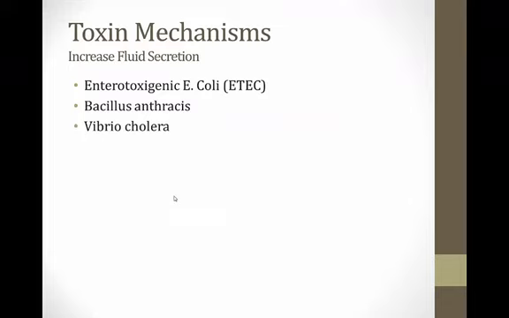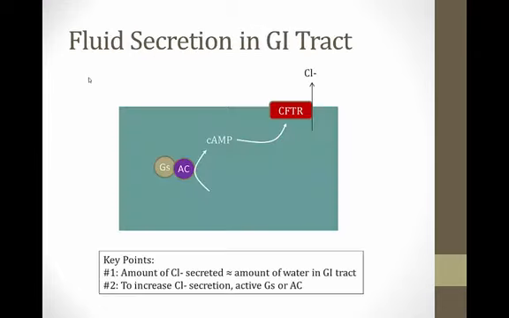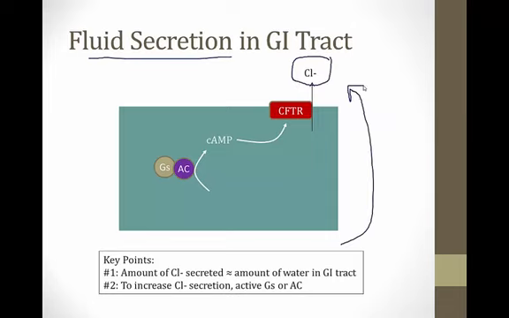So the next mechanism by which exotoxins work that we're going to discuss is increases in fluid secretion. And bacteria that secrete exotoxins that increase fluid secretion include enterotoxigenic, or ETEC, E. coli, anthrax, and Vibrio cholerae. Before we talk about specific exotoxins that increase fluid secretion, let's talk in general about how fluid secretion in the GI tract is regulated. The first thing you should know is that cells in the GI tract secrete chloride, and the more chloride they secrete, the more water that is drawn into the GI tract. The next thing you should know is that secretion of chloride is controlled by the CFTR.